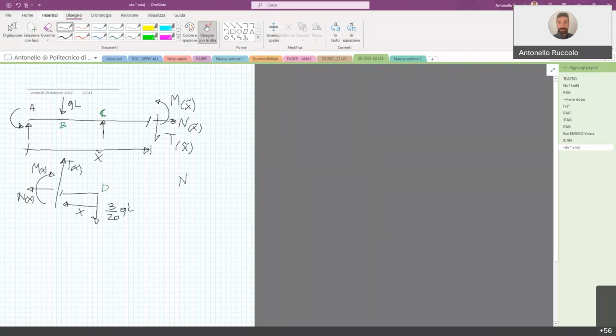So we can find n is everywhere equal to 0. I don't write it anymore because it's trivial. Then we have shear force minus 3/20 QL equal to 0. So it is equal to 3/20 QL. Okay? And it is constant because we have no load applied. And then we have the bending moment.